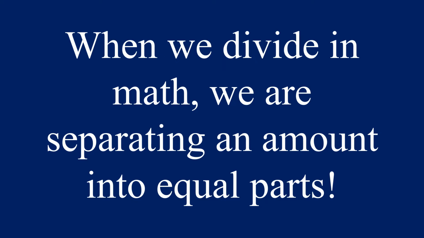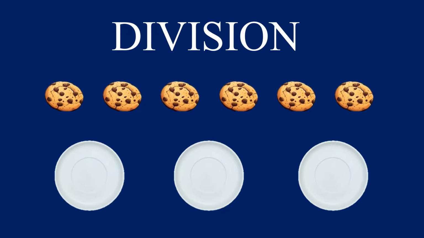When we divide in math, we are separating an amount into equal parts. For example, I have 1, 2, 3, 4, 5, 6 cookies, and I want to evenly share them between myself and 2 friends. How do I know how many cookies to give each person so that we will all have the same amount? Well, we could use division. We could also just pass out the cookies to see how many each person gets. Let's do that first, and then we will talk about how we could use a division problem to help us.